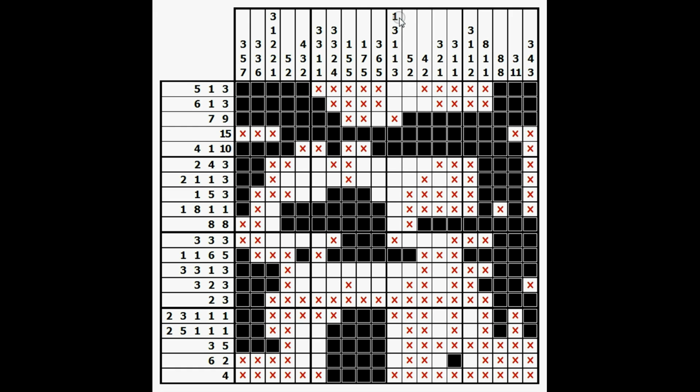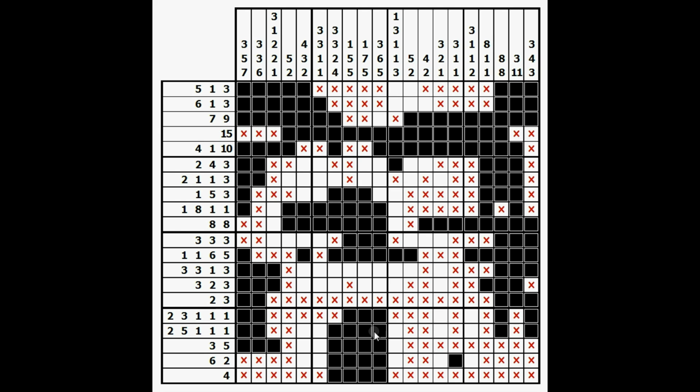All right, here we have 1, 3, 1, 1, 3. Well, the 1 has to be up here. This has to be a 3. So 1, 2, 3, X. And if we have 1, 3, we could have 1, 1. This could be a 3 or that could be a 3. We don't know which.